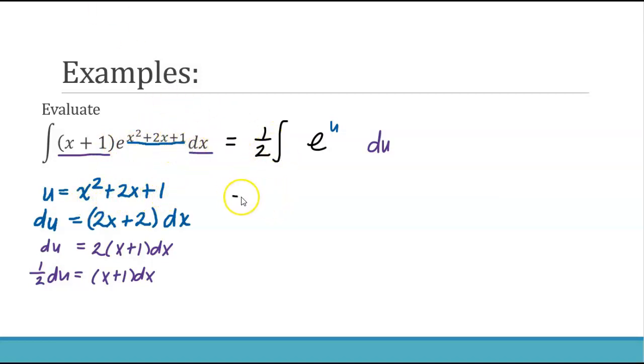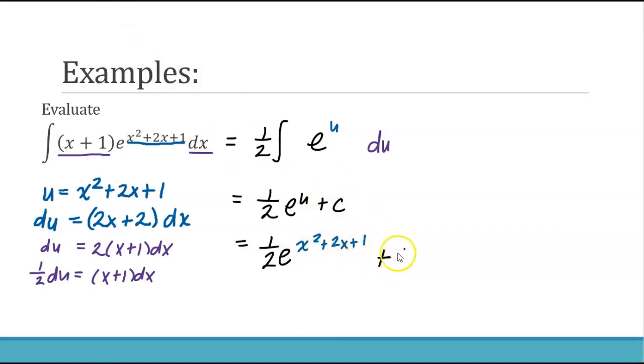And from here, we take the antiderivative. Well, on this one, it's kind of nice, right? The integral of e to the u is just e to the u plus c. And then we go ahead and plug u back in. So 1/2 e to the x squared plus 2x plus 1, and then plus c is my answer.